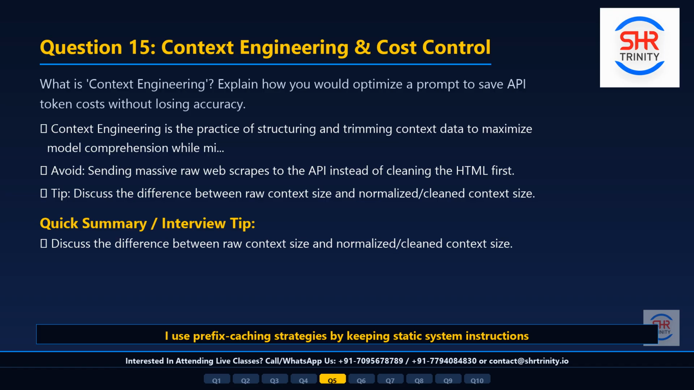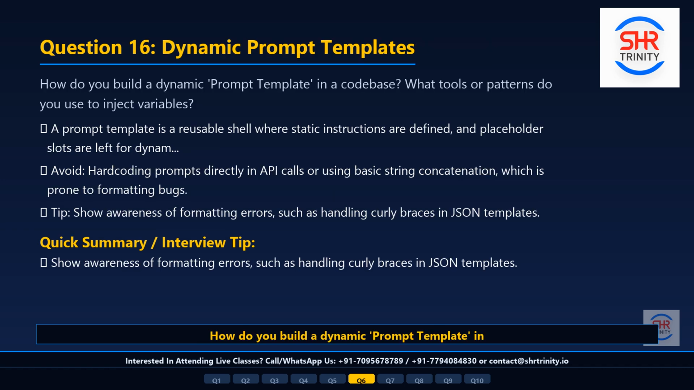reuse them. Question 16. How do you build a dynamic prompt template in a codebase? What tools or patterns do you use to inject variables? A prompt template is a reusable shell where static instructions are defined, and placeholder slots are left for dynamic inputs. In Python, I use Python's built-in string template or formatting dictionaries, or templating engines like Jinja2 for complex logic, loops, conditionals. In LangChain/Semantic Kernel, I use their native prompt template wrappers. This ensures that user data is sanitized and safely injected into the preconfigured system rules before calling the LLM API.